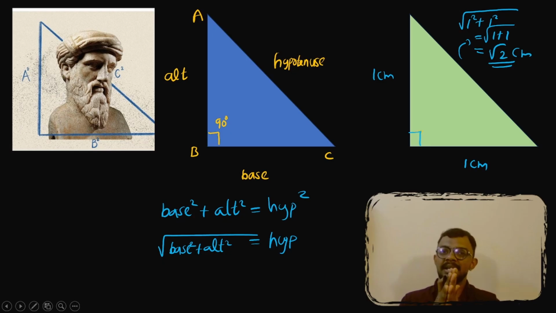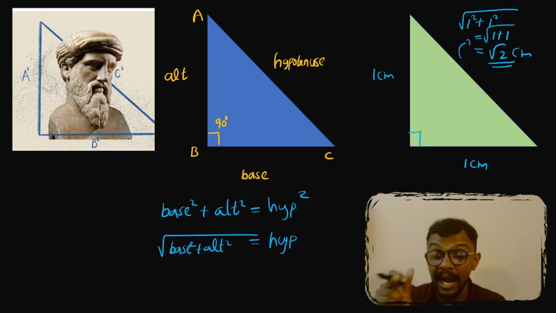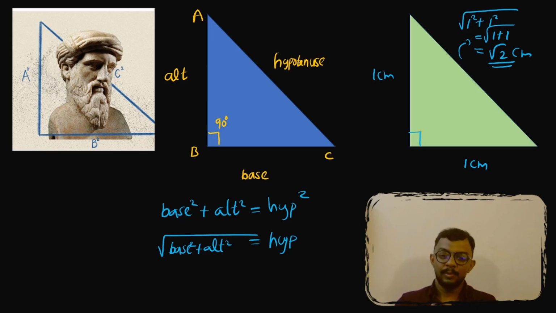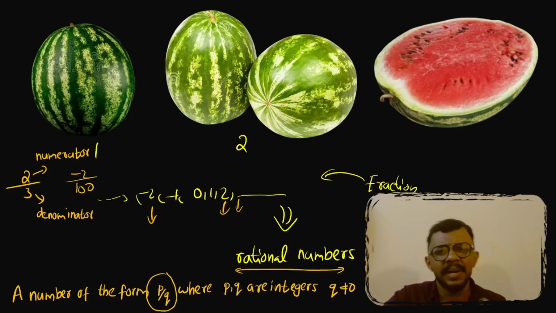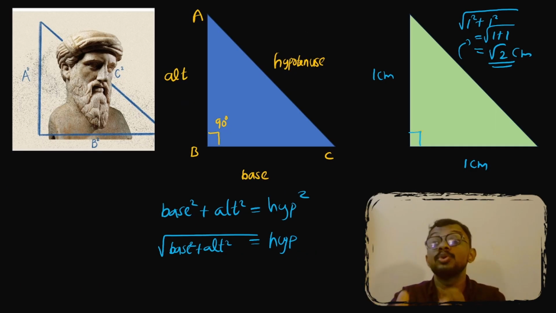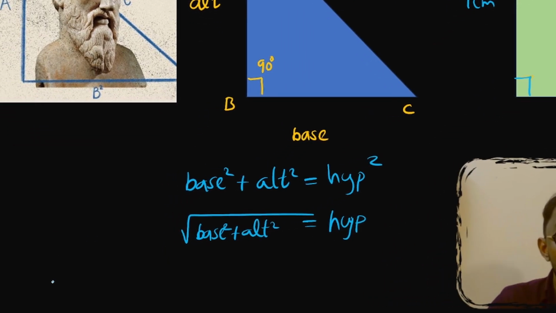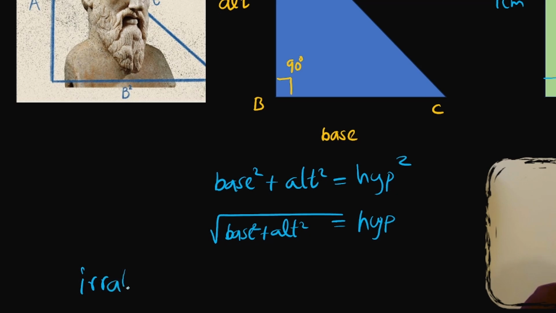But unfortunately, we cannot write this root 2 as integer by integer. We saw that a rational number is an integer by integer form of number, but root 2 cannot be written as integer by integer. So we got a new number which is not a rational number. There is another set of numbers, and we call it irrational numbers. Numbers which are not rational are called irrational numbers.